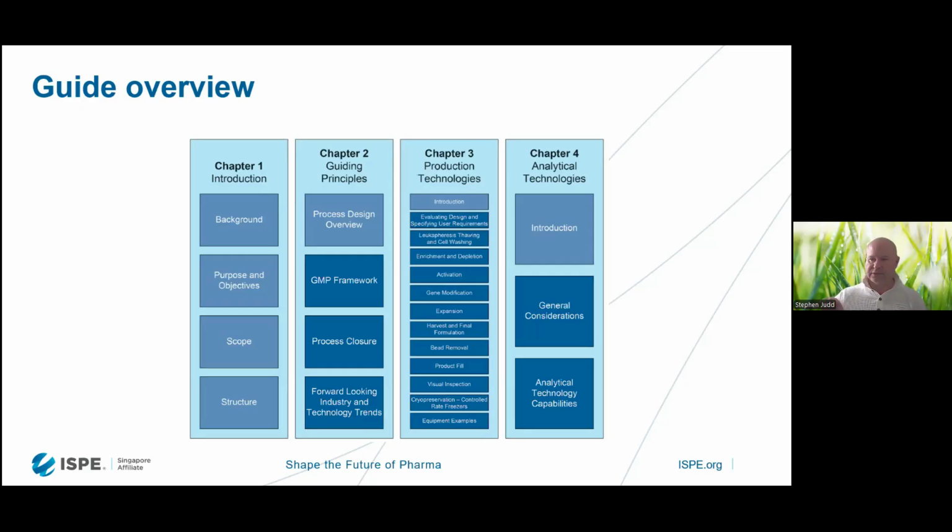So all the different line items here that you can see on the chapter 3 outline the different process steps associated with typical cell therapy processes, and this section of the guide, which Judith will discuss, goes into the specific equipment associated with those unit operations. And then chapter 4 looks at the different analytical technologies associated with cellular manufacturing processes.